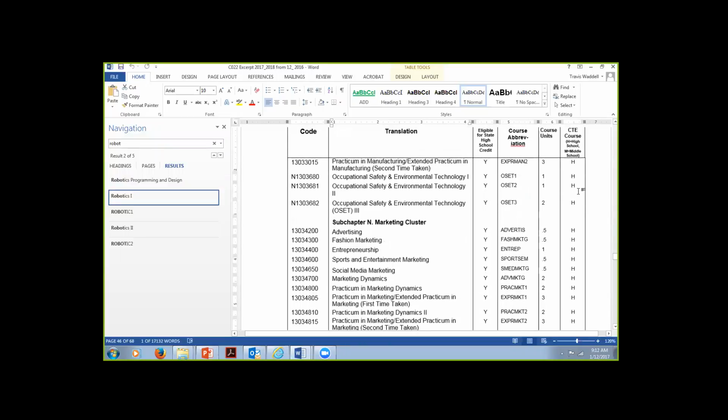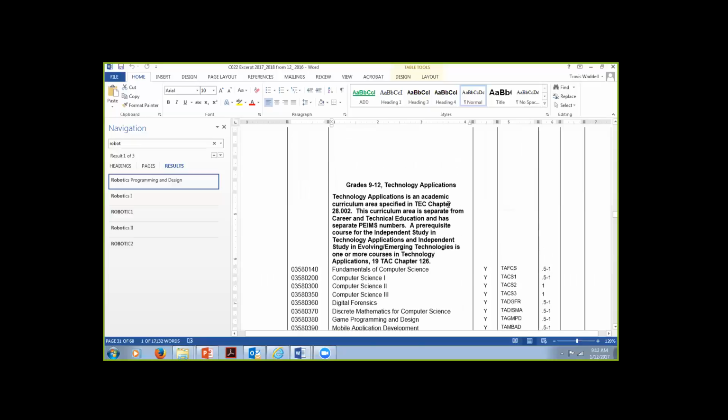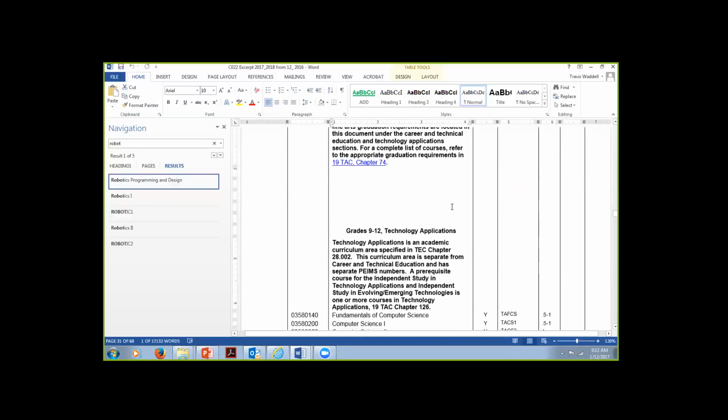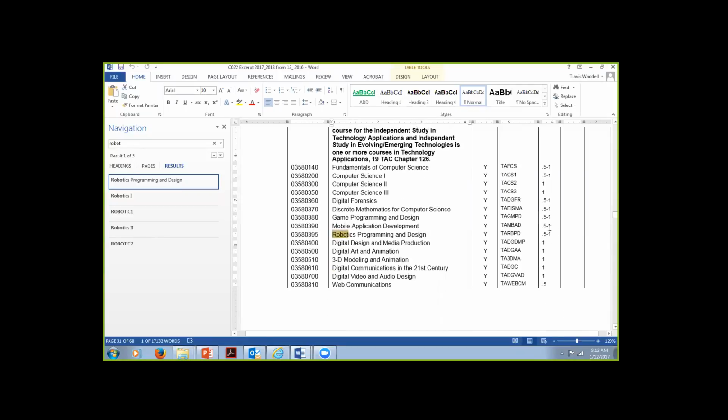The only way a class will receive funding, if we go back up, for CTE is if there is a letter in this column. As there are no letters in the column for robotics programming and design, this is an elective course that falls under the technology applications chapter. And then if you look, you will not receive CTE funding for that particular course.